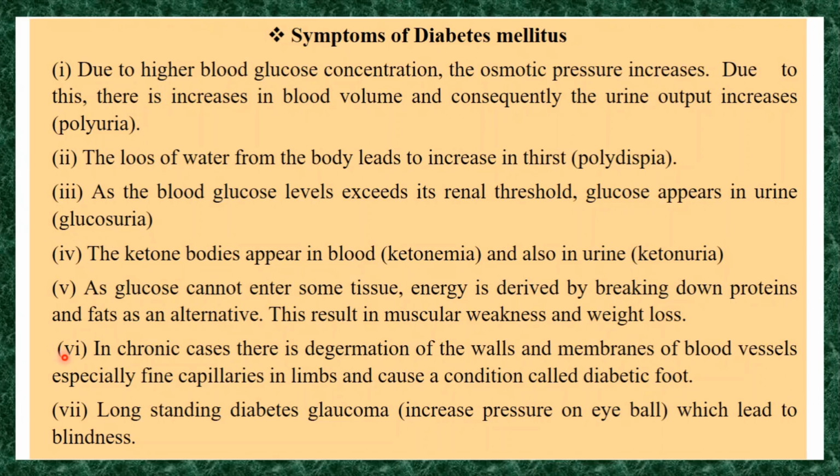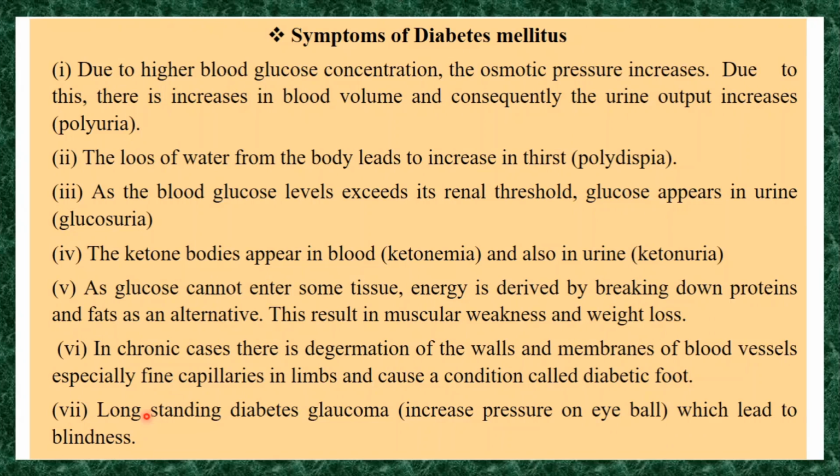The next symptom is, in chronic cases there is a degeneration of walls and membranes of blood vessels, especially fine capillaries in limbs, and it causes a condition called diabetic foot. So in chronic cases there is a degeneration of walls and membranes of blood vessels, especially fine capillaries in limbs, and that condition is called diabetic foot.